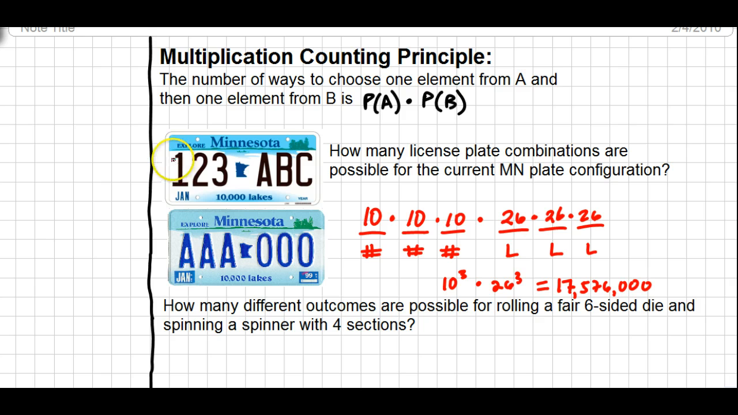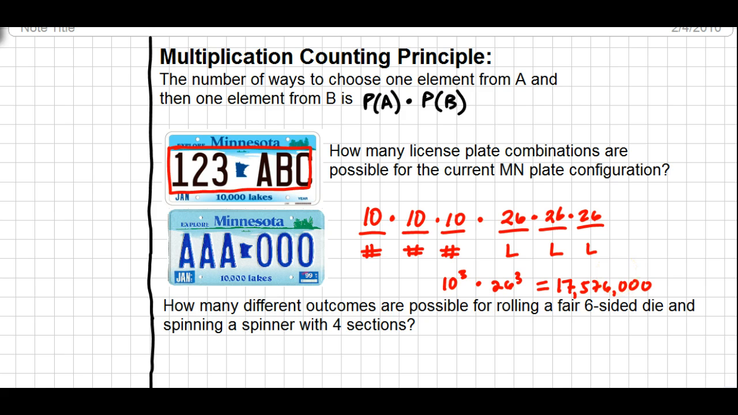If we were looking for the probability of this exact license plate, we know that there's only one of those that would be generated with the numbers 1, 2, 3, and then ABC. So we would simply do 1 divided by 17,576,000, and that would tell us the probability.